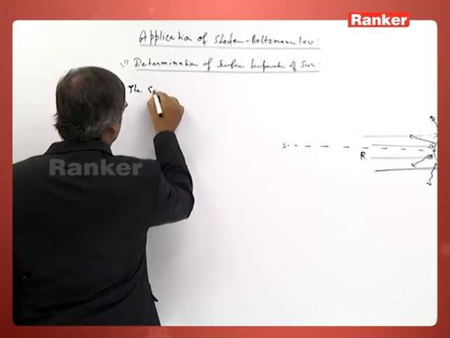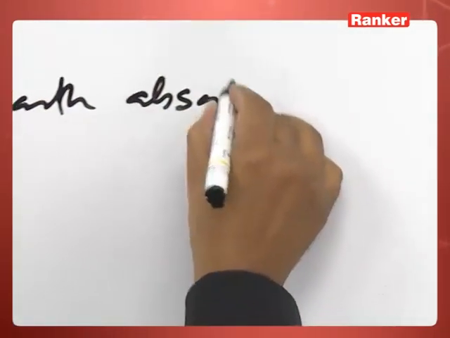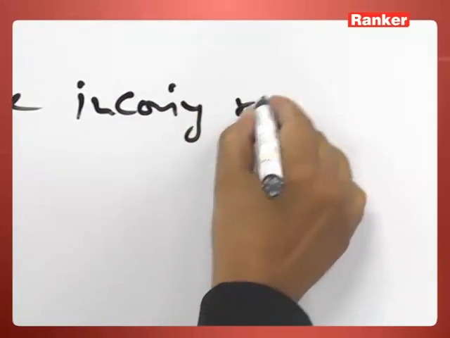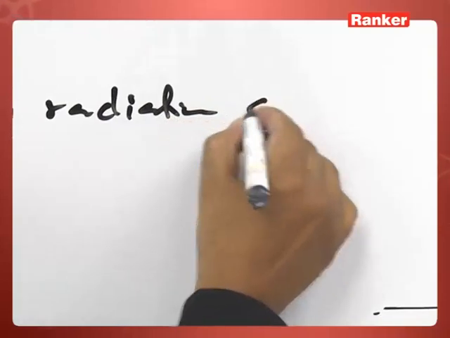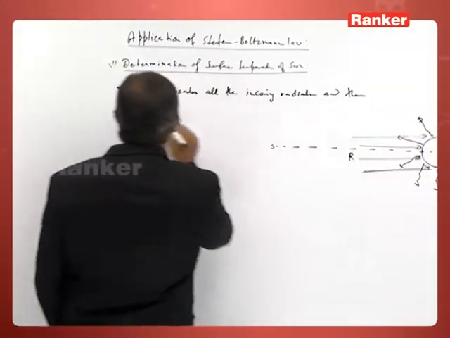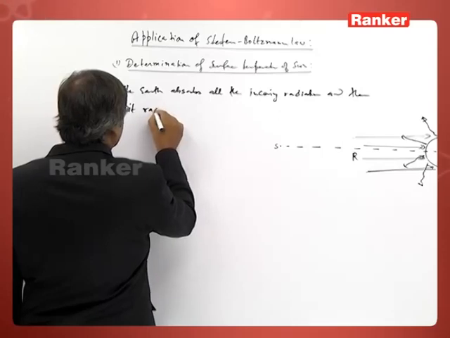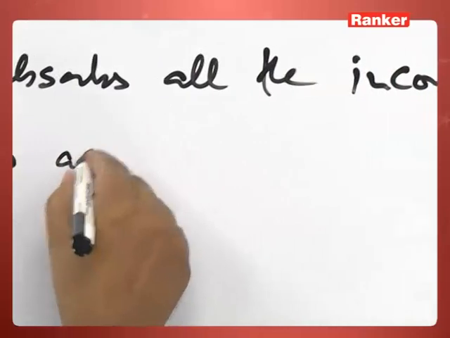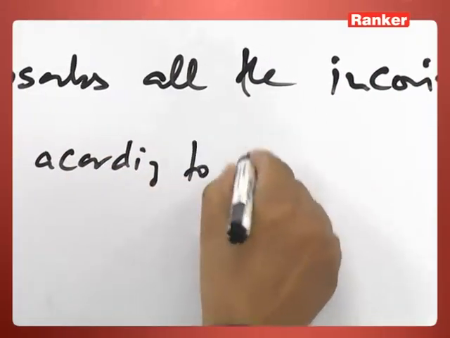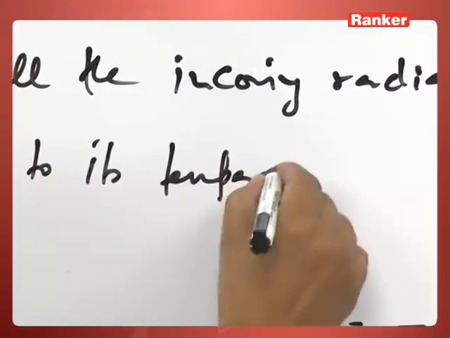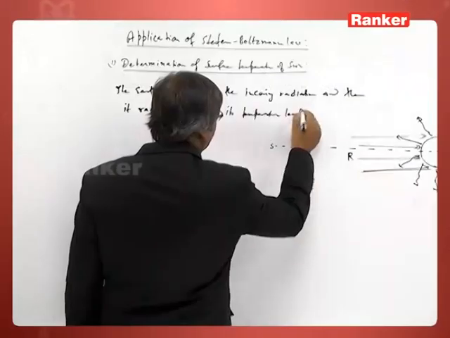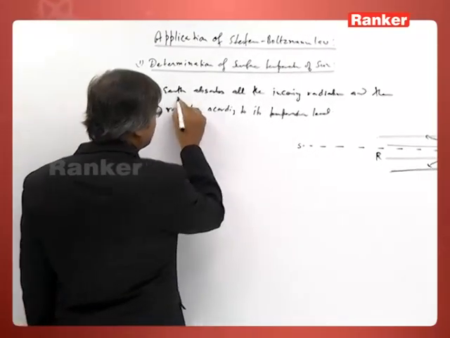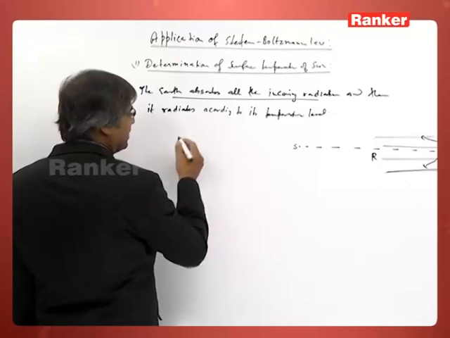So, at steady state, the earth absorbs all the incoming radiation and then radiates according to its temperature level. So, suppose the earth absorbs all this. So, this is at the steady state.